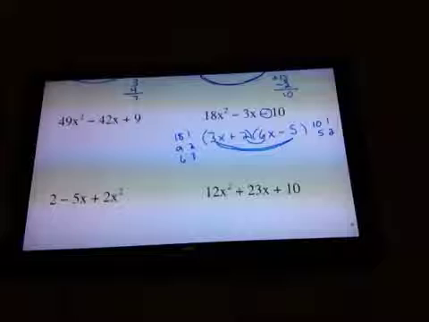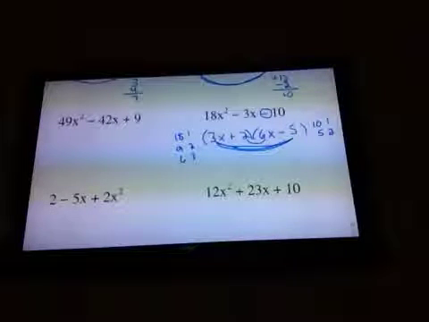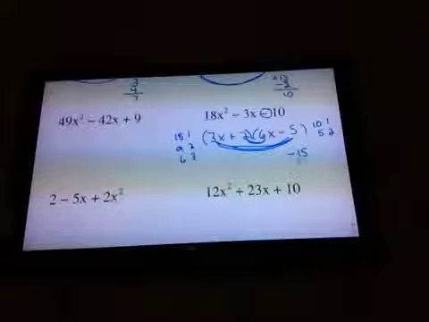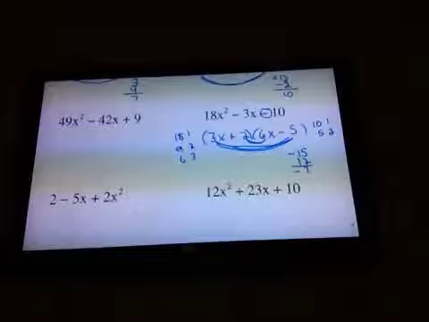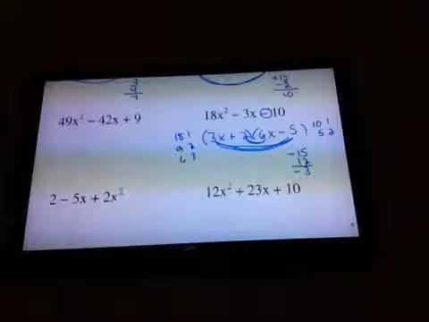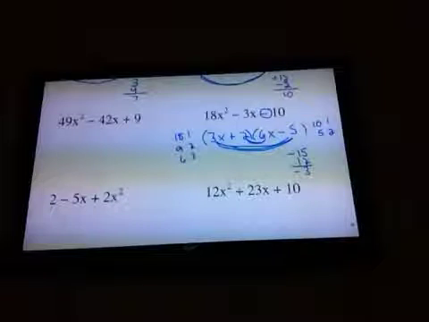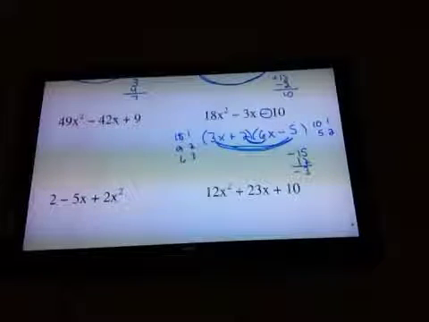3 times negative 5, negative 15. Inside 2 times 6 is 12, and I got it, negative 3. Trial and error. That's all it is. Trial and error.